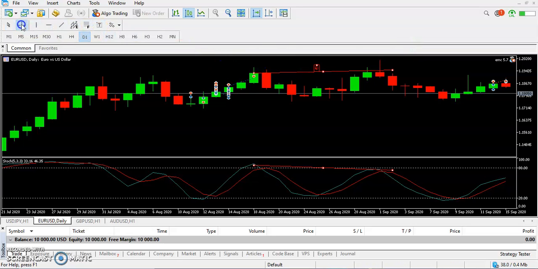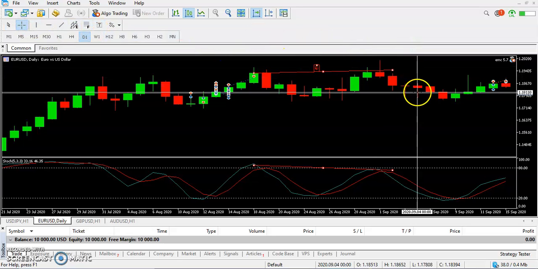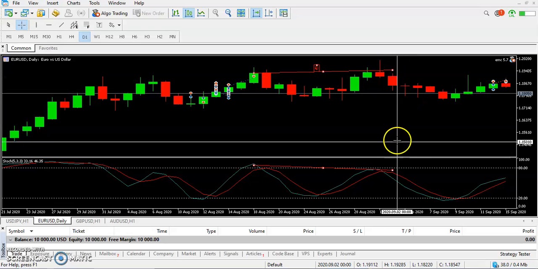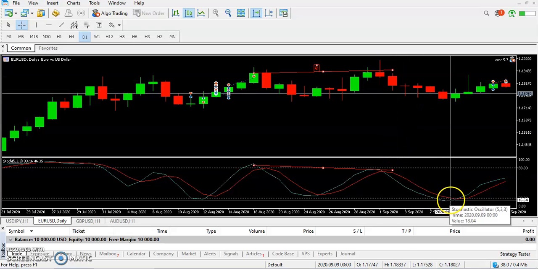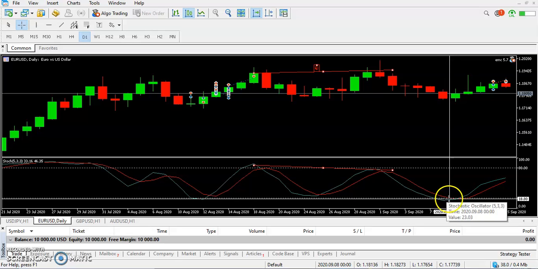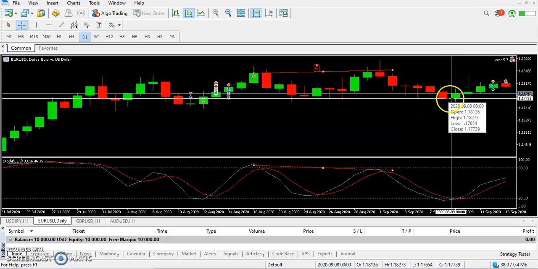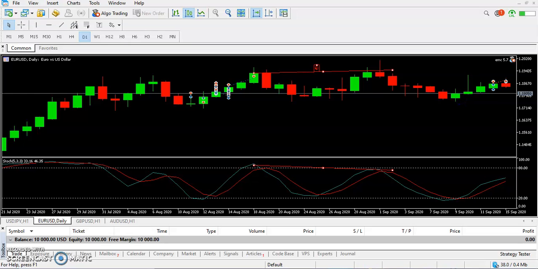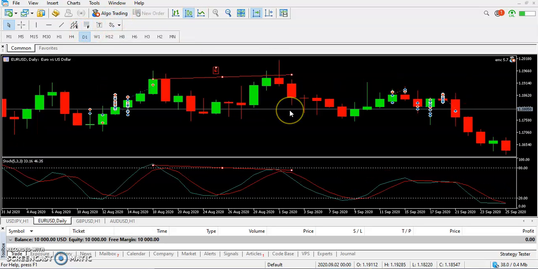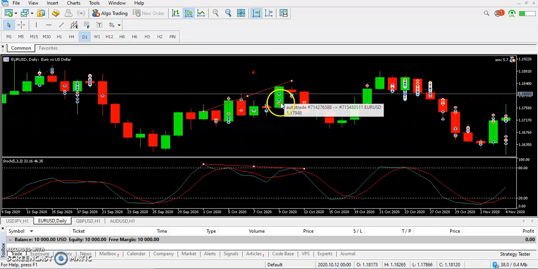Then before it invalidates, after you have entered here, you see the indicator is here. So we expect to leave almost at this point, here. That's how you enter, that's how you leave your trades. Another, I believe this is the last one. Another bearish divergence is this one.